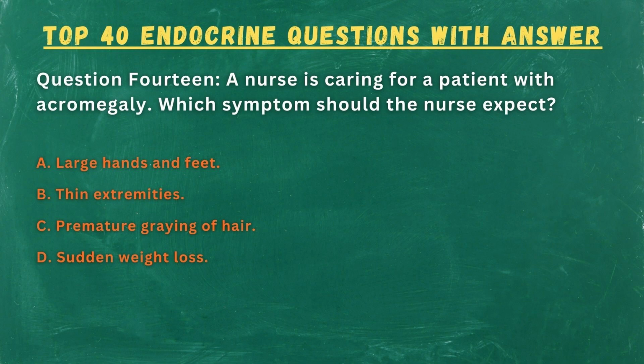Question 14. A nurse is caring for a patient with acromegaly. Which symptoms should the nurse expect? A. Large hands and feet. B. Thin extremities. C. Premature graying of hair. D. Sudden weight loss. Answer: A. Large hands and feet.